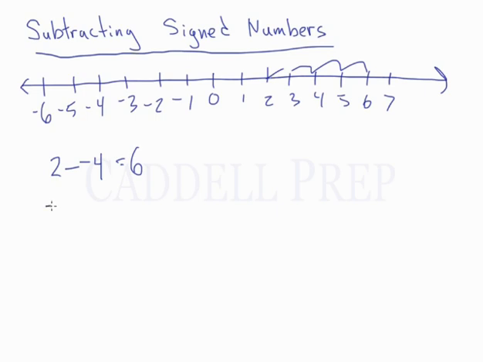Let's try a different one. Let's do negative 3 minus 2. Okay, we have negative 3. And we're subtracting 2. So when you do subtraction, you go to the left. So we had negative 3, negative 4, negative 5. Negative 5. Okay, what if we had negative 2 minus 2? We have negative 2, and we're taking 2 away. So we go further down to negative 4.